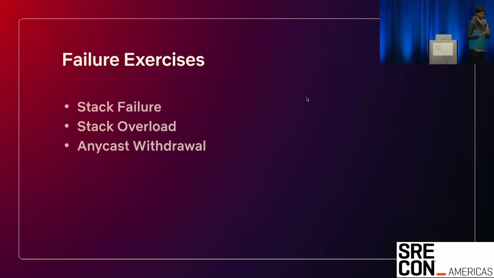First one is a stack failure. In the IX sites that I've shown before, each site is going to have 2 stacks, completely redundant stacks with the same capacity. You call them A and B. And most of the traffic that's coming to the site would be load balanced between those 2 stacks of servers. So that's stack failure. And then I'm going to talk about stack overload. And then I'm also going to be talking about other resiliency exercises that we do for other services. One such example is Anycast.